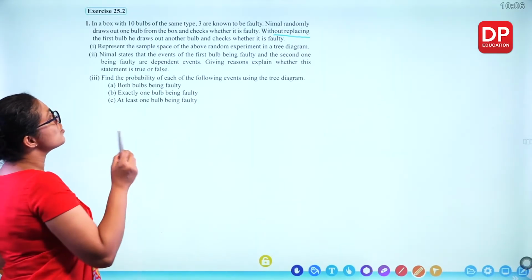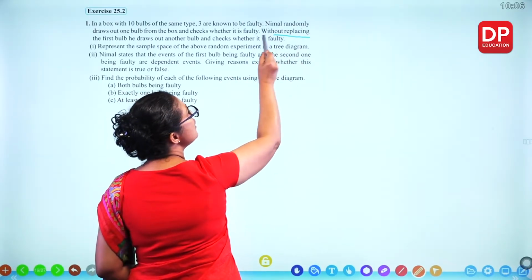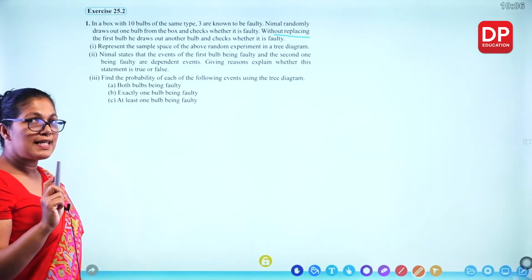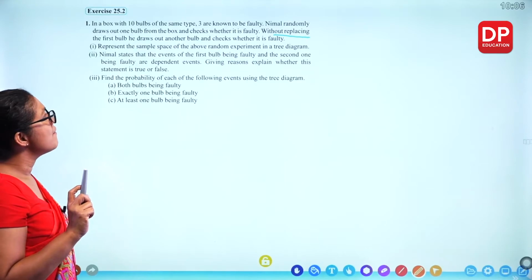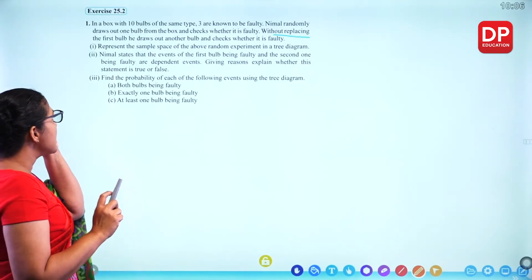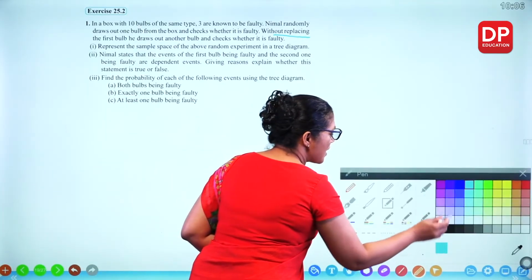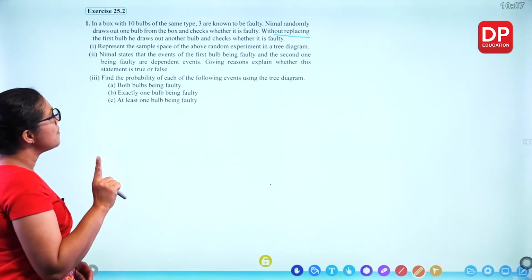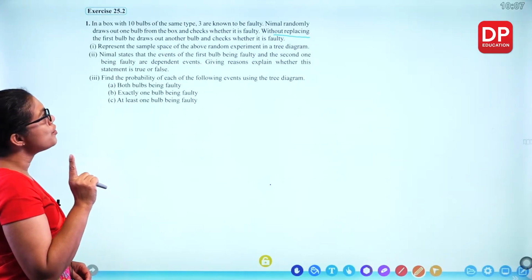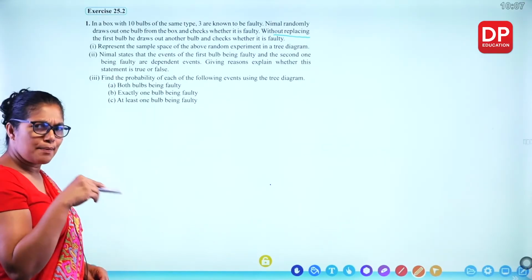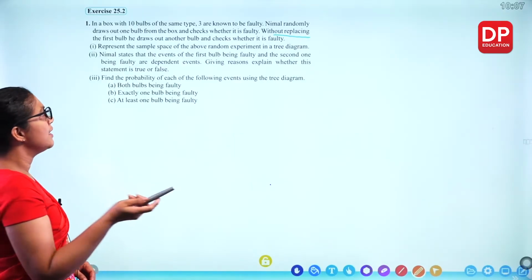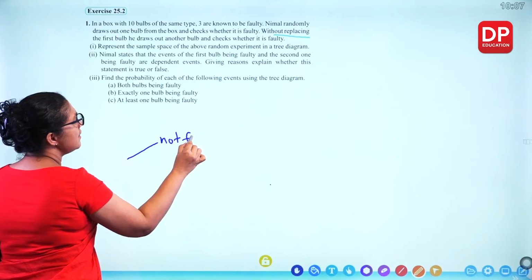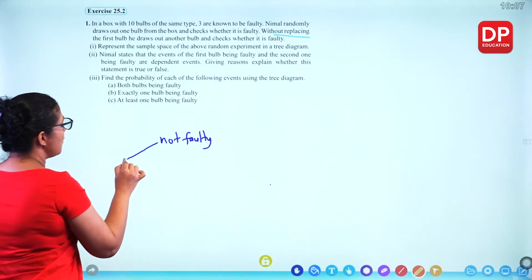When you read the question, first thing you need to understand, this is without replacing. So this is dependent events. So represent the above information in a tree diagram. So we'll draw a tree diagram. So 10 bulbs are there, 3 are known to be faulty. So what can be the other one? Not faulty. So we can say not faulty and faulty.